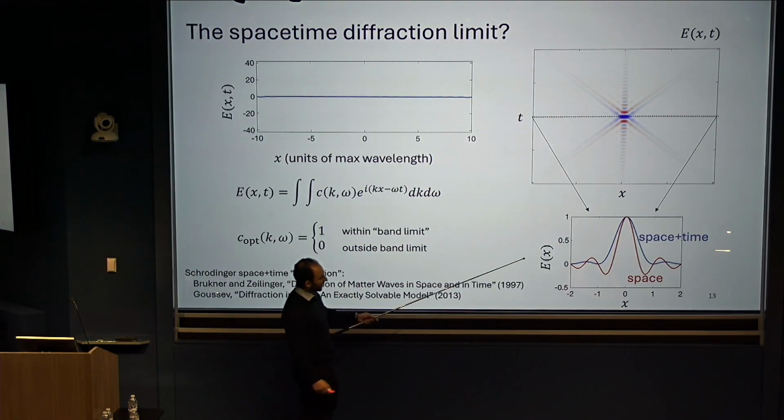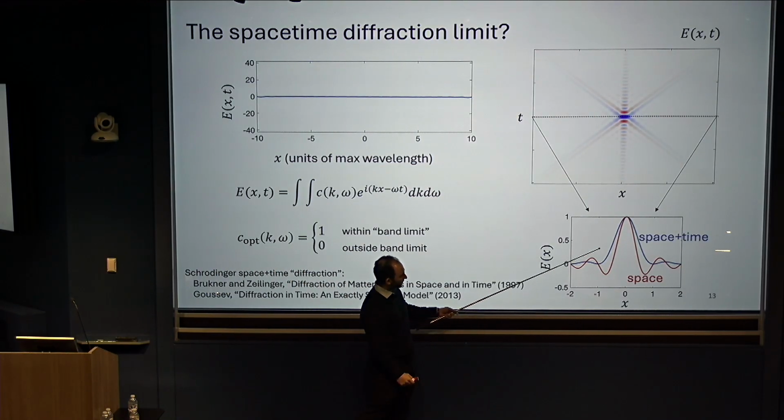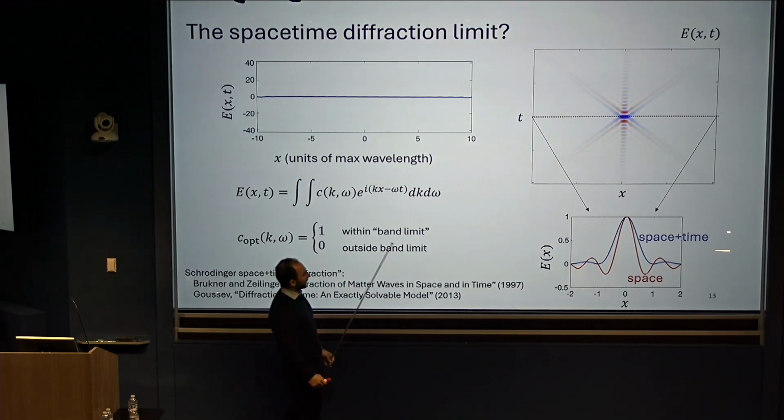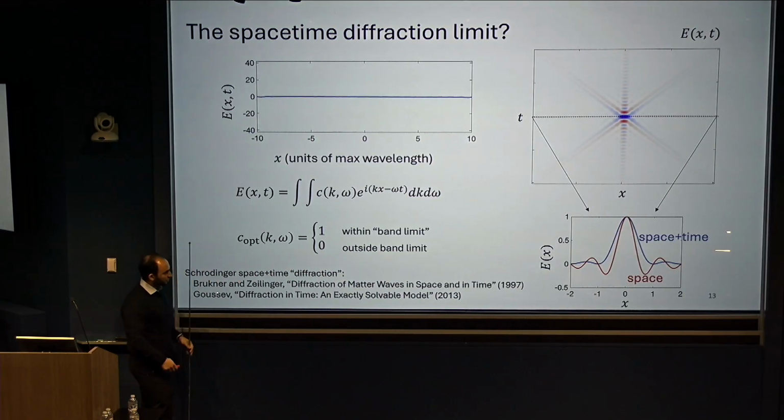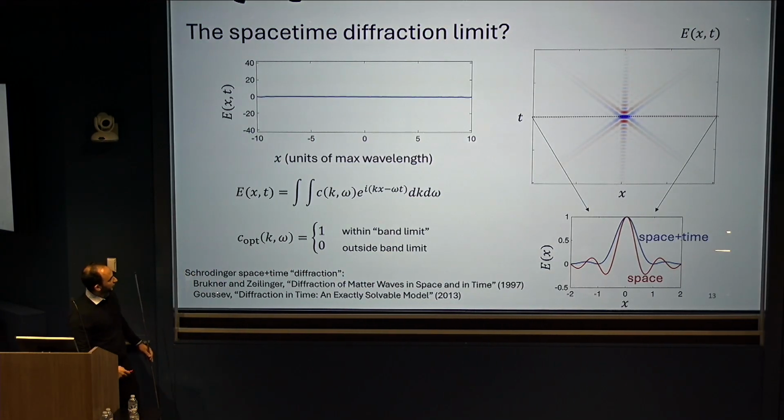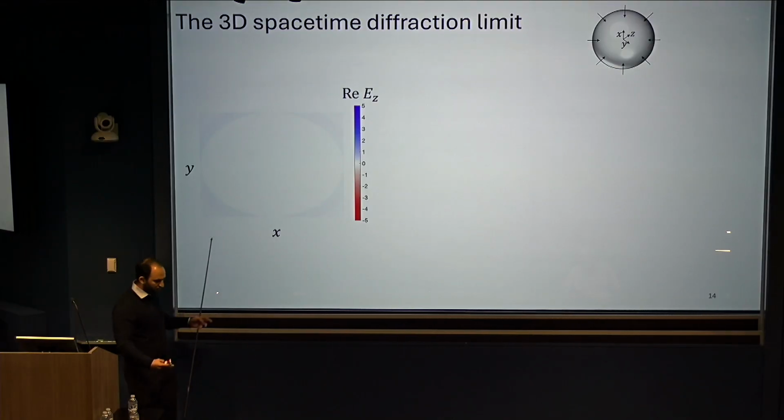When I have a pulse that's optimized to concentrate in both space and time, when I look at t equals 0, the pulse is broader than it was just in space. And this effect is more dramatic in 3 dimensions. You send in vector spherical waves from all 3 dimensions.